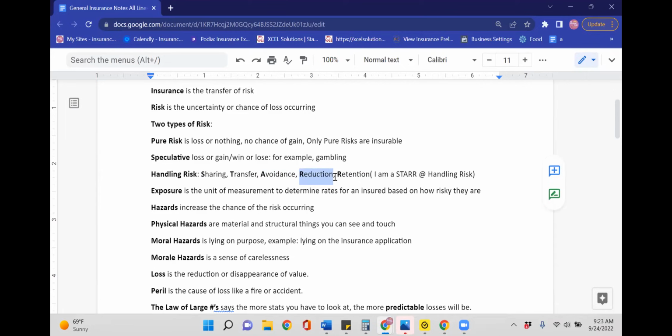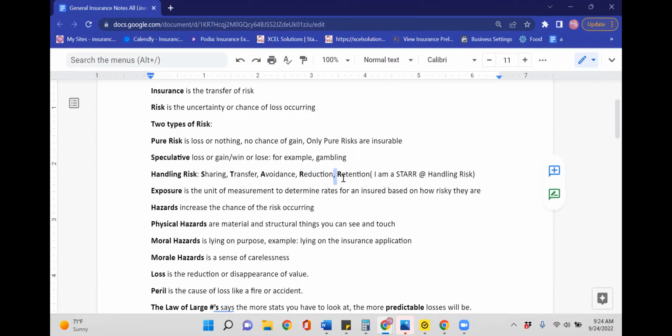Or it could be, they say so-and-so exercises and works out. What are they doing? They are trying to reduce the chances that they get sick. They're trying to reduce the chance that they file a claim.